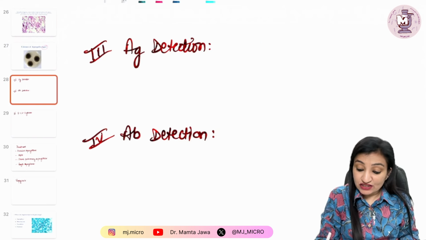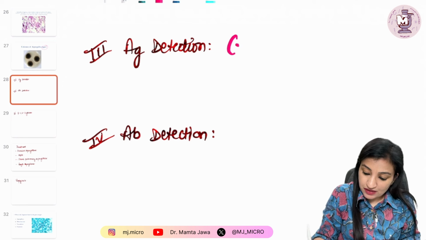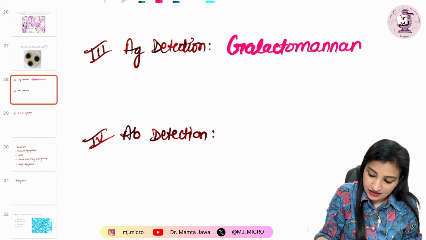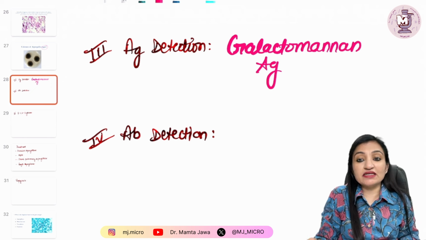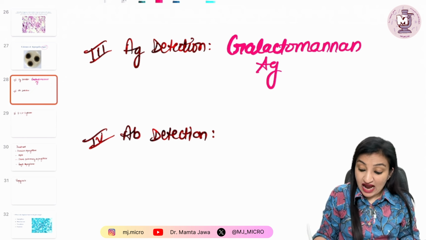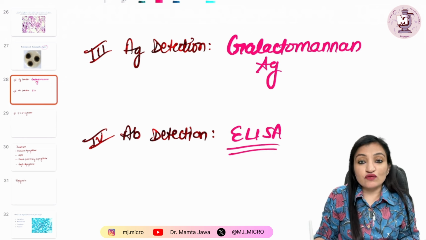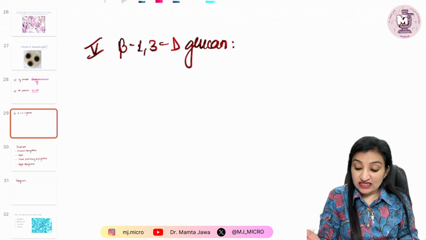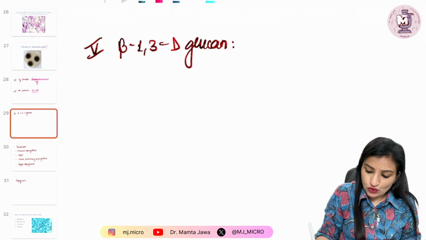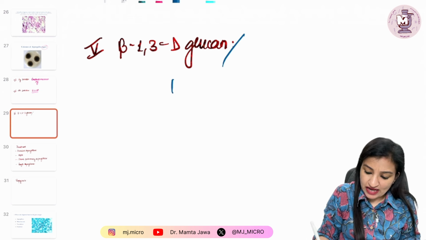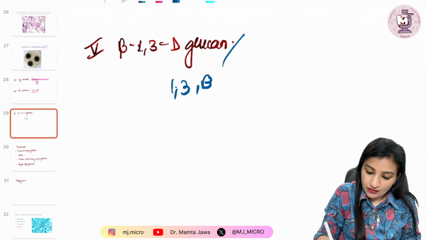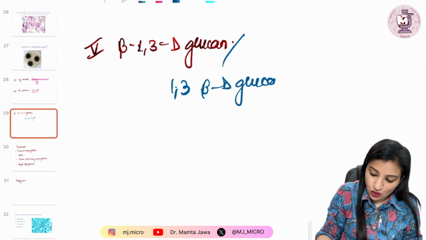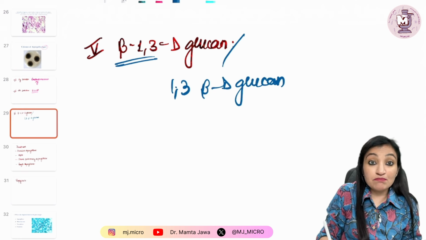Now, antigen detection can be done, for example, galactomannan. Then antibody detection against the antigens of this fungus can also be done by ELISA. Then beta 1,3-D glucan assay can be done. Now, it is also known as what? It is also known as 1,3 beta D glucan. But on purpose, I have preferred the name beta 1,3-D glucan.